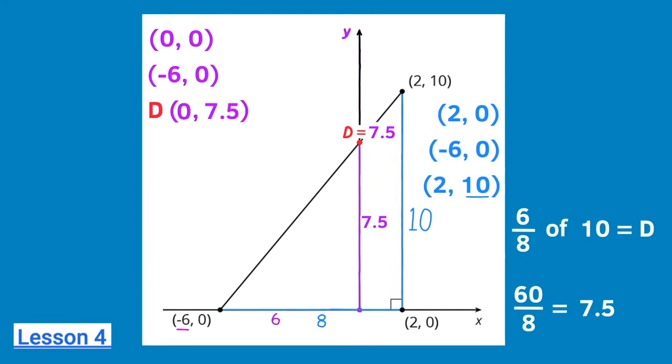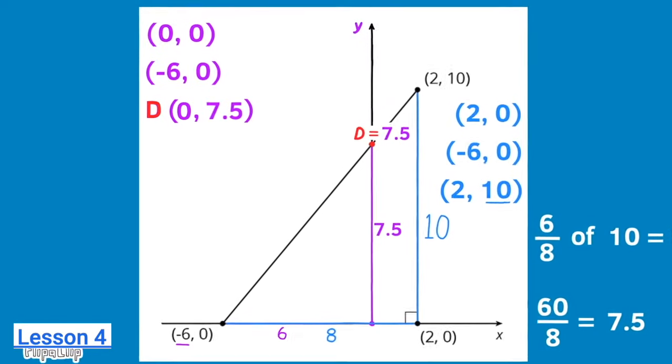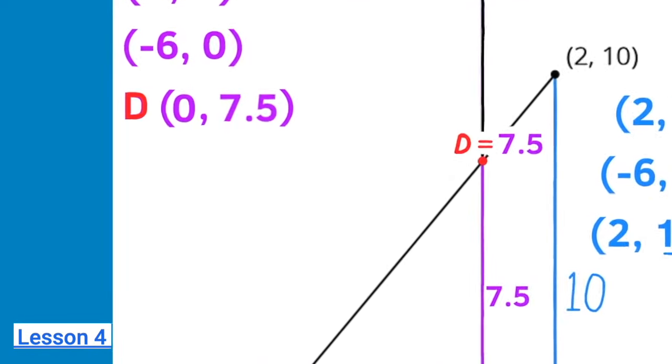It just occurred to me that 6/8 is the same as 3/4. So I could have just said 3/4 of 10 is 7 1/2. The coordinates for D are (0, 7 5/10).